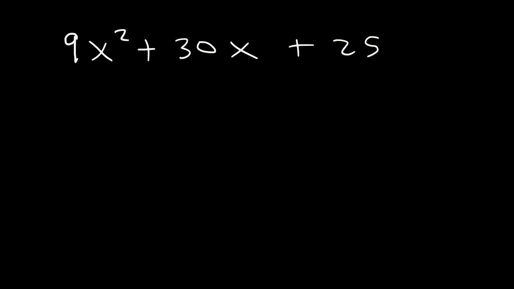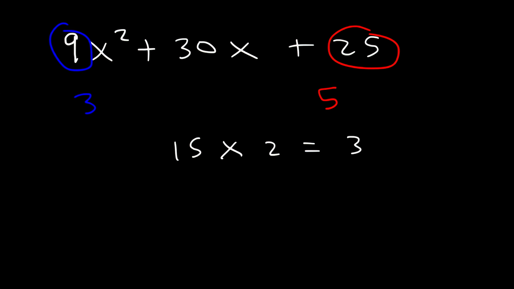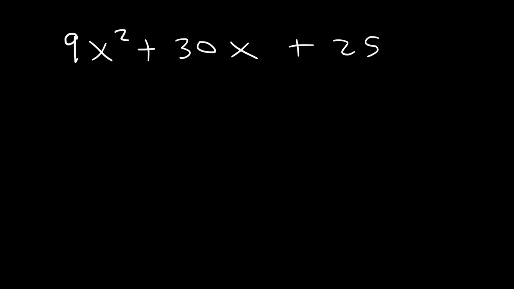So let's take the square root of 9. That's going to be 3. And the square root of 25 is 5. Now 3 times 5 is 15. And 15 times 2 is 30. So it's a perfect square trinomial. So now we can use the formula to factor it.